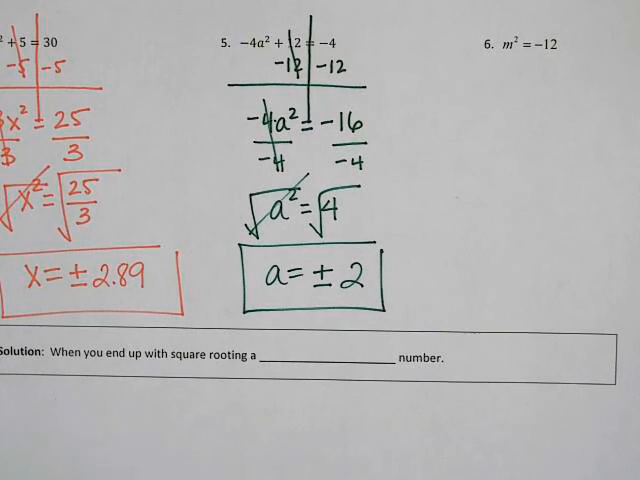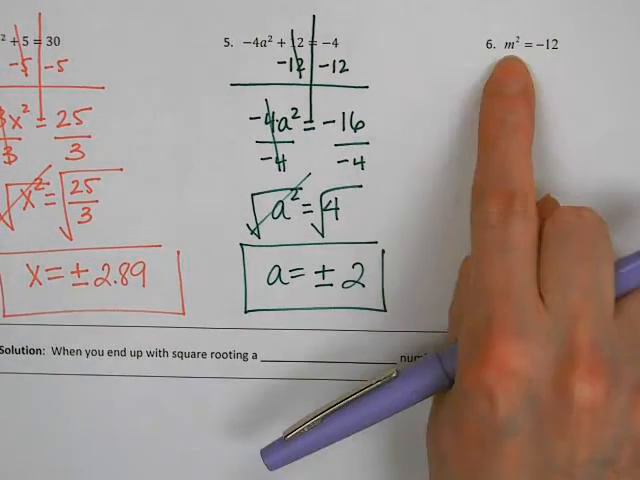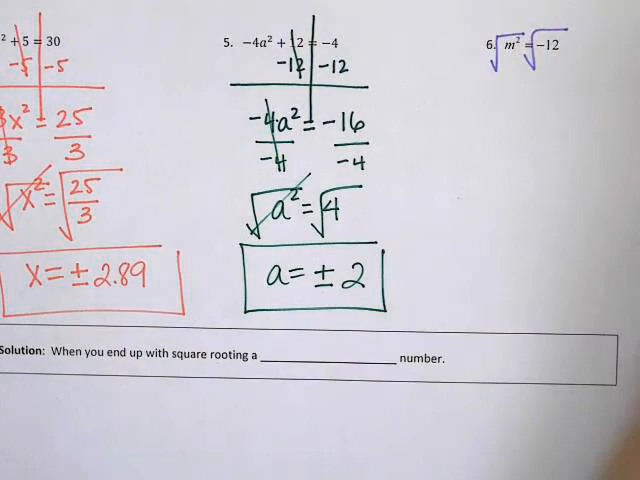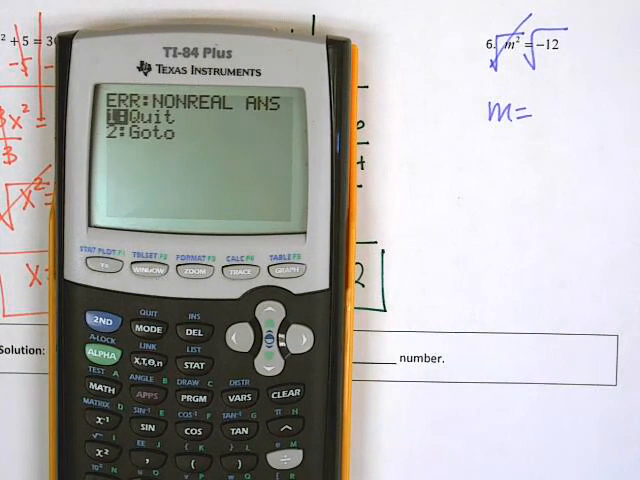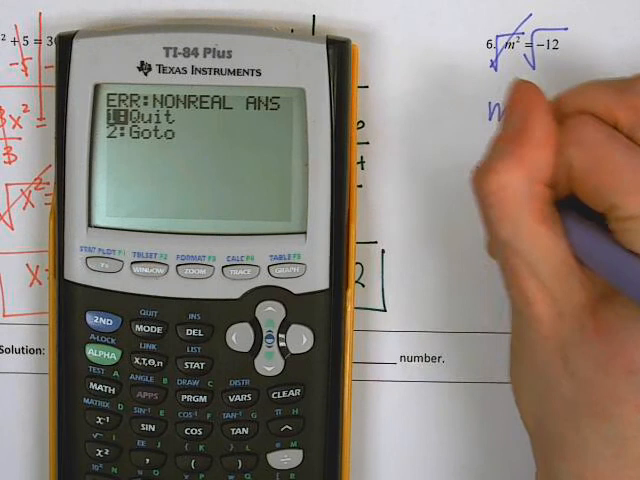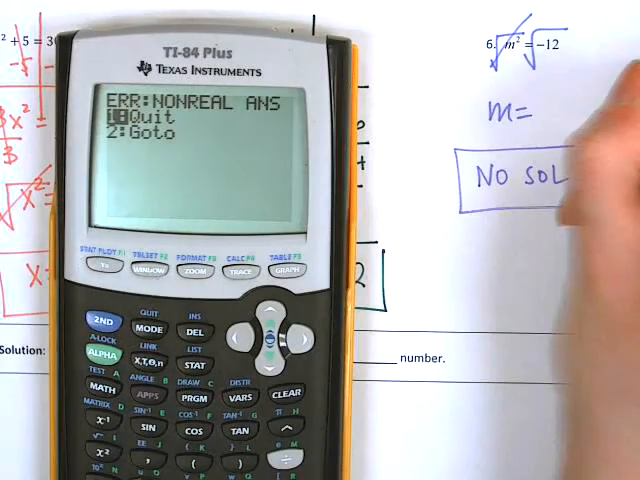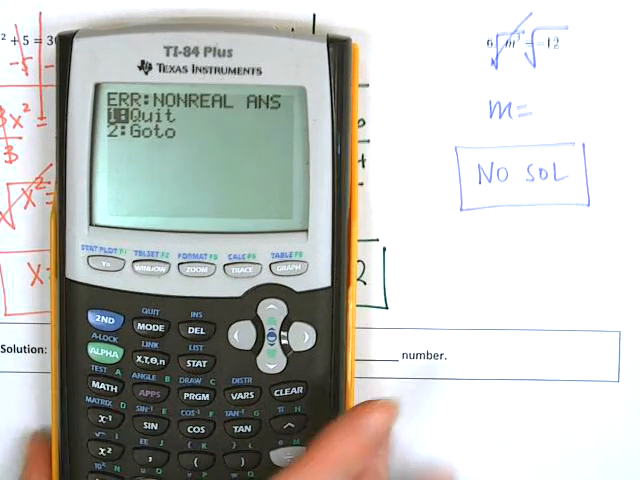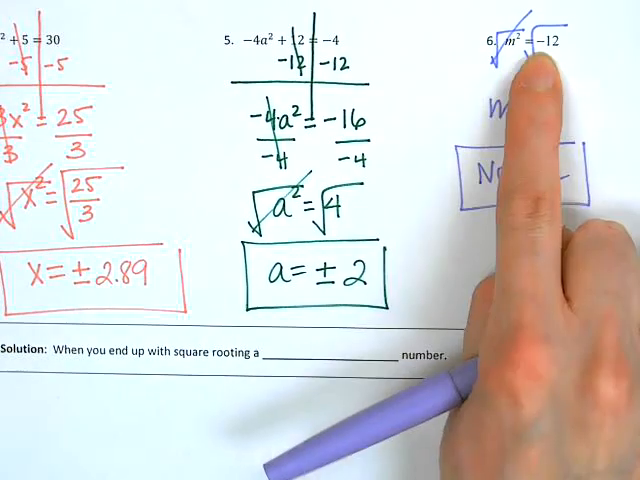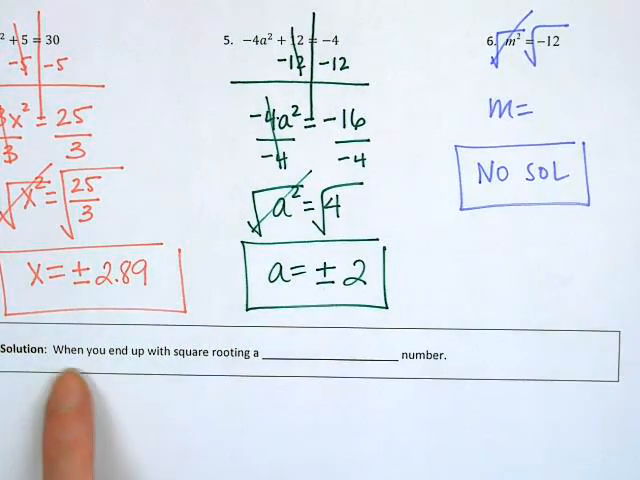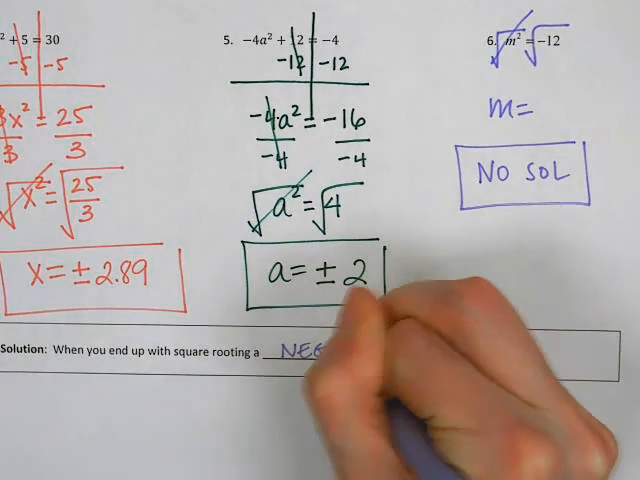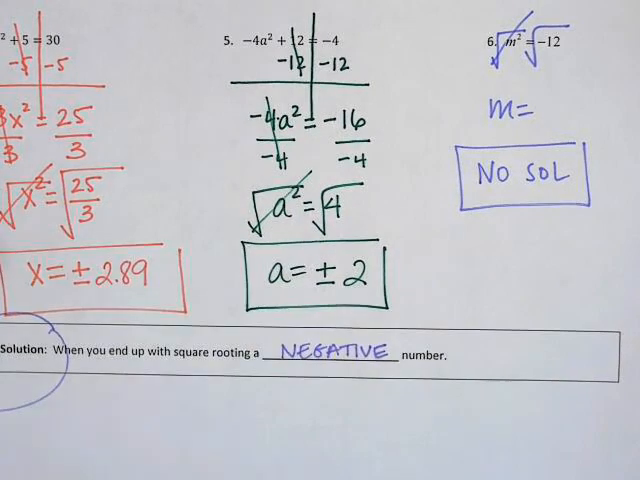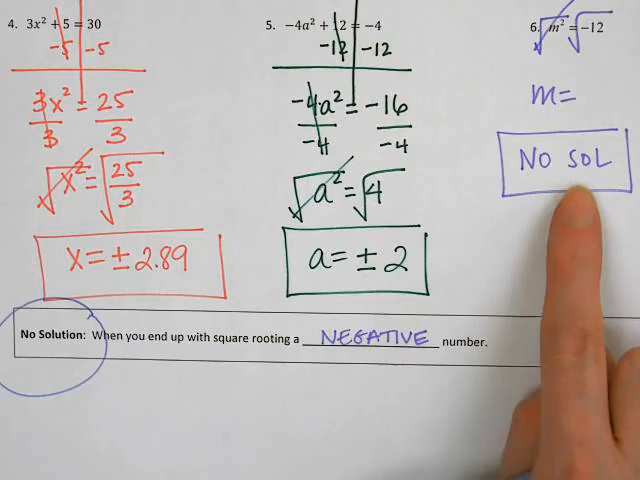All right, last one. Number 6. It's already isolated, but when we square root both sides, let's see what we get. Square root of negative 12, you're going to get an error. So it turns out this one has no solution. So there's a rule. You're not allowed to square root a negative number. It doesn't work. So whenever you end up square rooting a negative number, it means there's no solution. And you'll know because the calculator will say error.